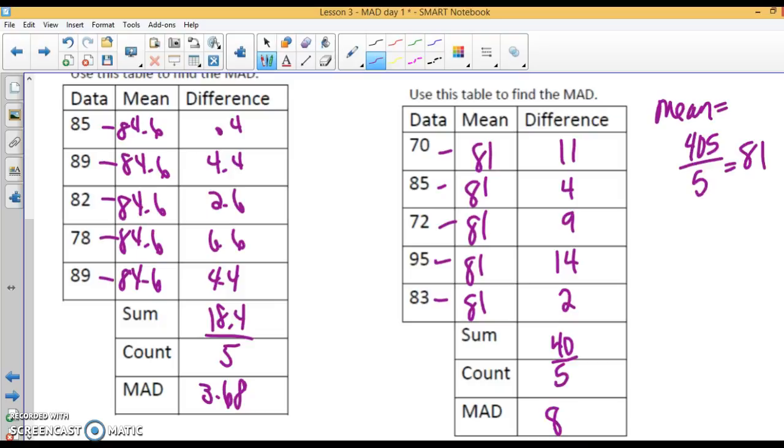So our MAD for student A is 3.68. And our MAD for student B is 8. What was the question? Who is more consistent?